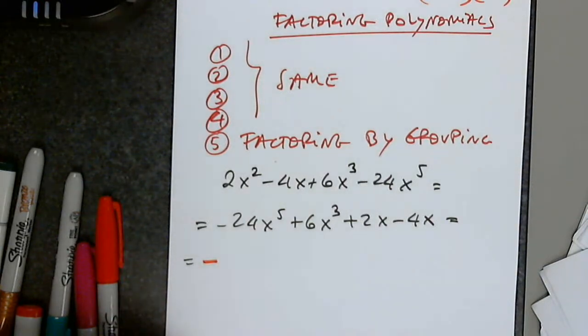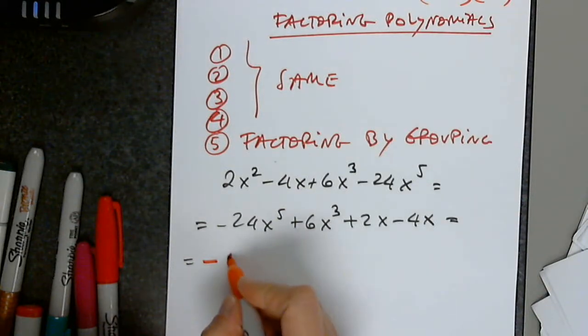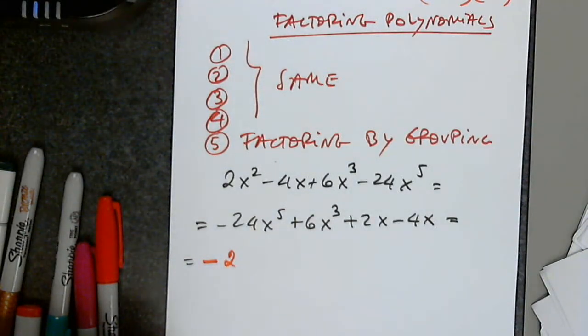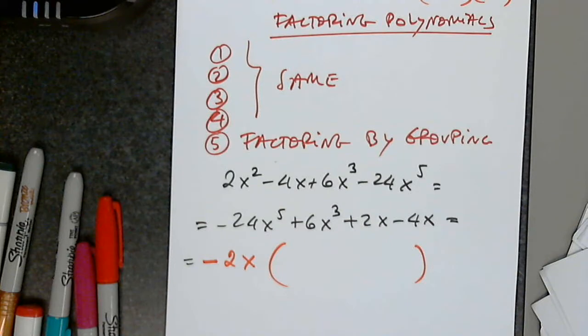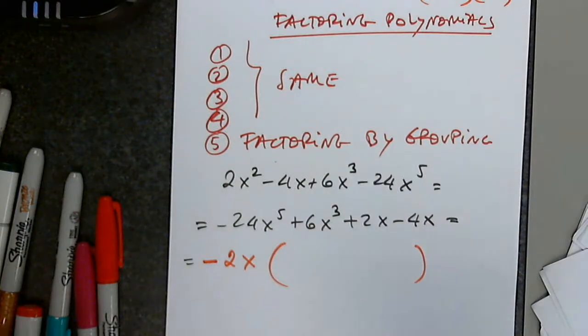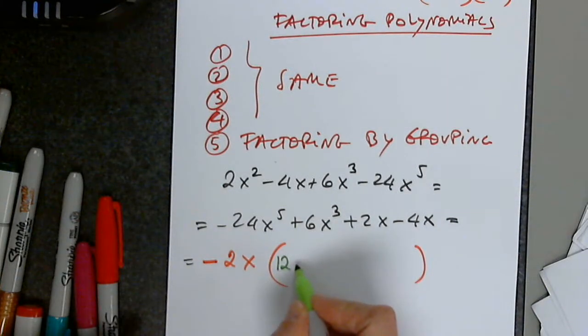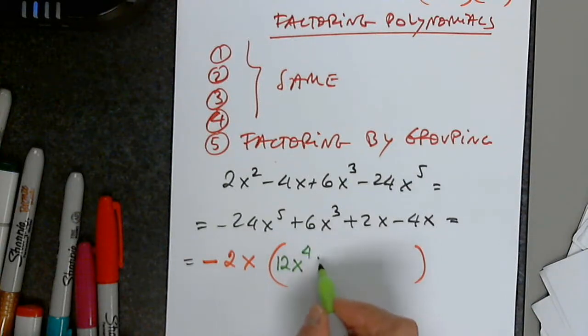Negative, definitely. And what is common to these 4 terms? 2 indeed, and what else? That's it. How many terms will you write in parentheses? Absolutely mandatory. 4. And they are 12 plus, I'm sorry, minus.